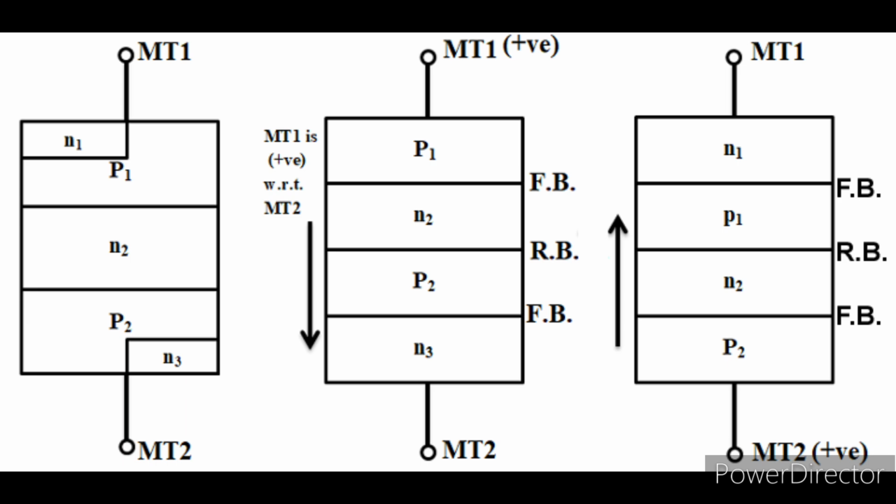During the negative half cycle, that is when MT2 is positive with respect to MT1, then the P2 layer near MT2 will get activated, making the junctions P2 N2 forward biased, P2 N2 P1 reverse biased, P1 N1 forward biased. With the reverse bias at P1 N2 junction, initially the device will be off, but when voltage crosses the breakover voltage, the device conducts with the current path P2 N2 P1 N1. This is how the conduction is possible in DIAC in both the directions.